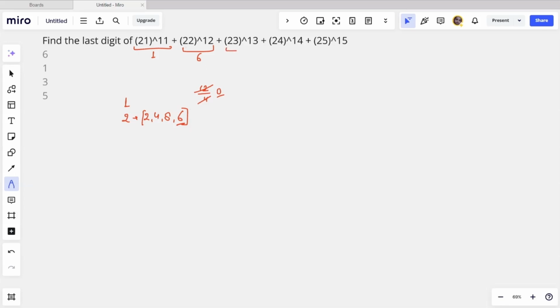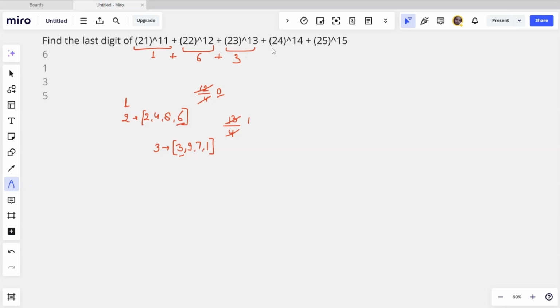Okay, now let's solve this expression part: 3 raised to the power 13. What will be the power cycle of 3? 3, 9, 7, 1. This is the power cycle of 3. What is the power of this expression? The power is 13. Let's divide the power by 4, because we have 4 elements in the power cycle of 3. 4 times 3 is 12, so the remainder is 1. If the remainder is 1, the answer will be the first element of our power cycle, which is 3. We will keep the sign as it is.